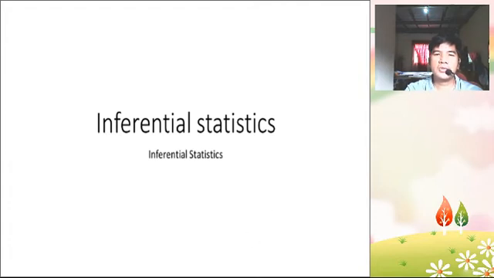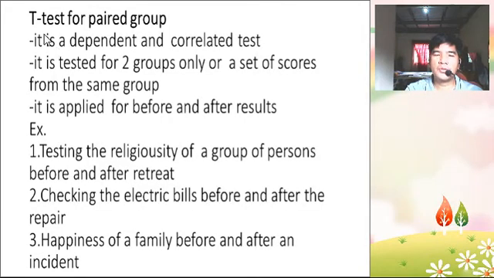So this time, I'm going to discuss the statistical tool t-test for paired group. The one that I discussed last time is t-test for unpaired group. So this time, t-test for paired group. When we say t-test for paired group, it is a dependent and correlated test. So I mean to say they are not independent. They are dependent and correlated or related from one another. It is tested for two groups only or set of scores from the same group.